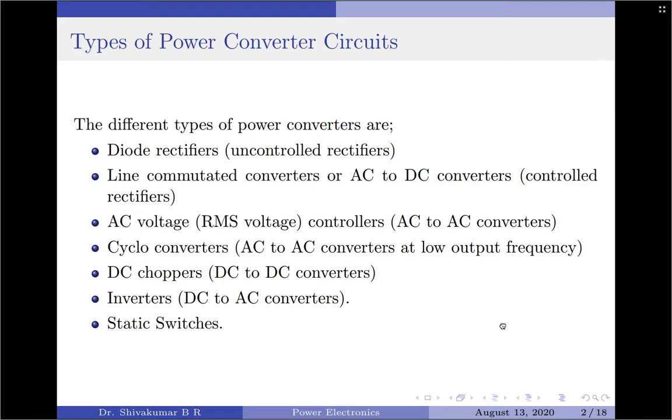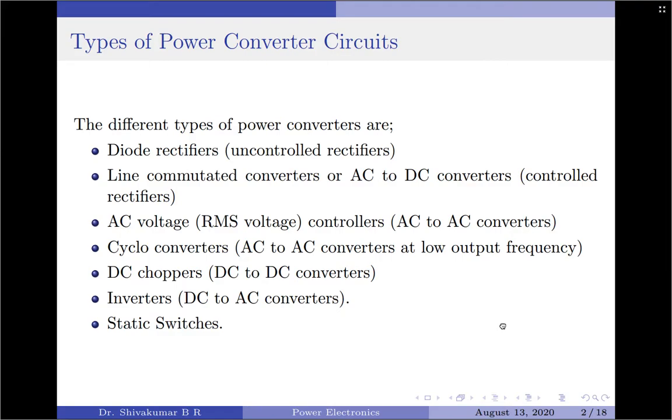For the control of electric power or power conditioning, the conversion of electric power from one form to another is necessary, and the switching characteristics of the power devices permit these conversions. The static power converters perform these functions of power conversion. A converter may be considered as a switching matrix.